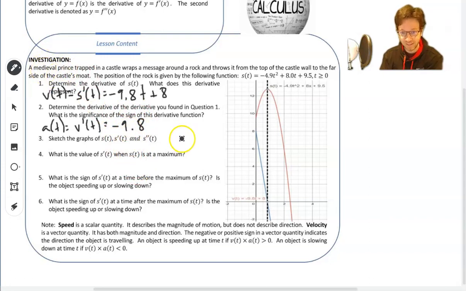Unless this medieval prince is on another planet. But here I have a sketch of our graphs. So here we have position time graph, which makes sense, right? We're throwing something. And here I have the first derivative. And the second derivative isn't on here, but it would be a horizontal line. It only goes to -2. So somewhere down here at minus 9.8 would just be a horizontal line, and that would be our second derivative. So that's a of t.